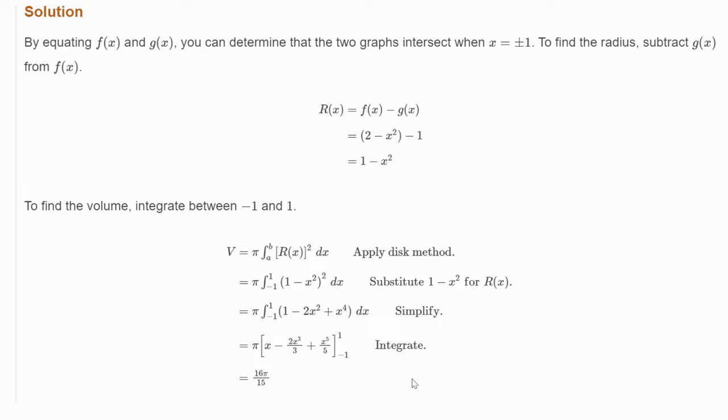Could you explain how you expanded from 1 minus x squared whole squared to 1 minus 2x squared plus x to the 4th? Yes, I can.